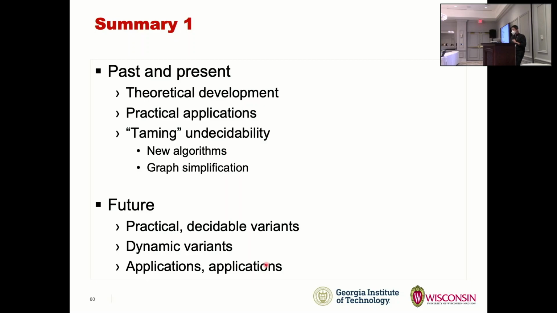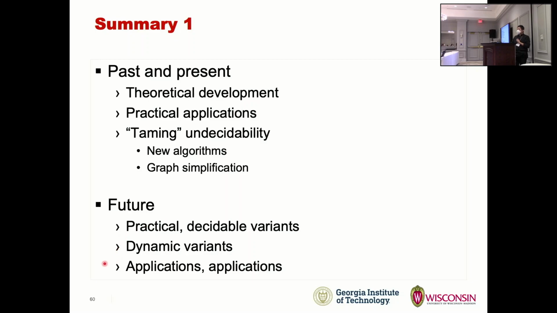So that concludes the tutorial. To wrap up, in the tutorial, together with part 1 and part 2, we have talked about the past and present of graph-reachability-based program analysis. Especially, we have been focusing on discussing the theoretical aspects of graph-reachability, and Tom has also introduced several interesting client applications. And in the second half, we talked about several ways to deal with the undecidability. And finally, we talked about several interesting future directions.